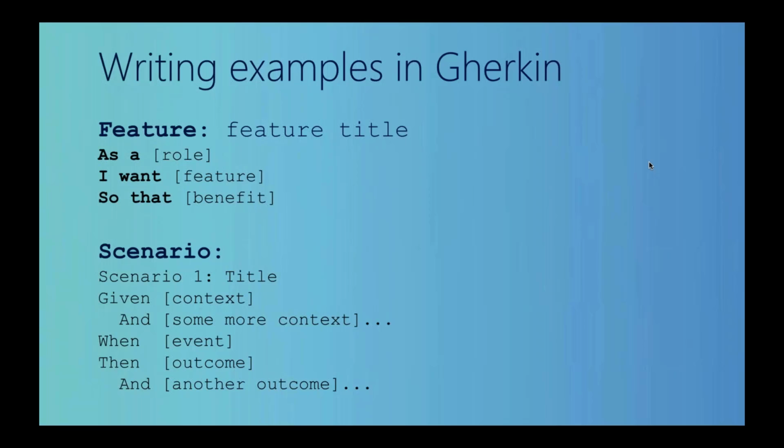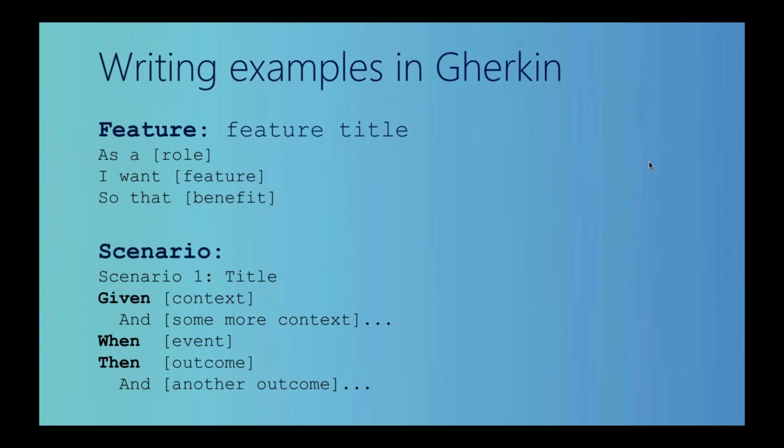A feature is written down, as a best practice, like user stories as well: as a certain role, I want to have a certain feature so that I can have a certain benefit. And then for each feature, we're going to write a number of scenarios. A scenario always uses the syntax of given, when, then. So given a certain context, when I do a certain event, then there should be a certain outcome.